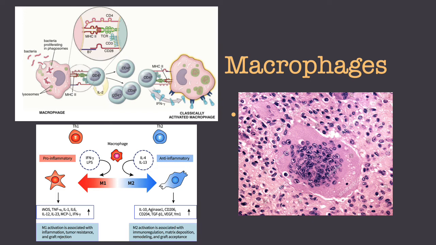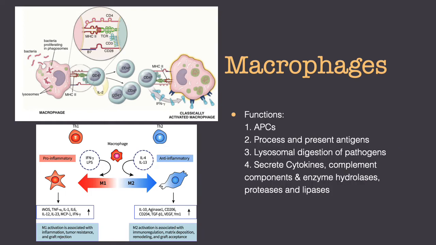In contrast, alternatively activated macrophages are those that are acted upon by interleukins produced by Th2 lymphocytes and have the opposite effect of anti-inflammatory properties, helping instead to rebuild tissues.